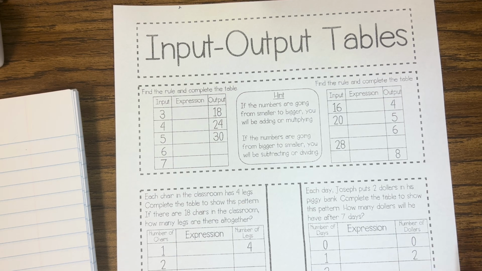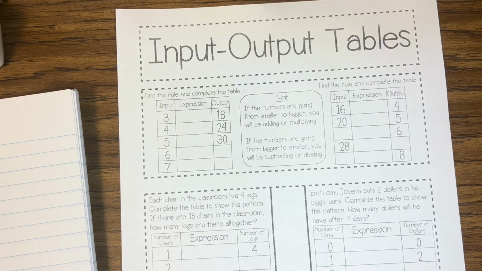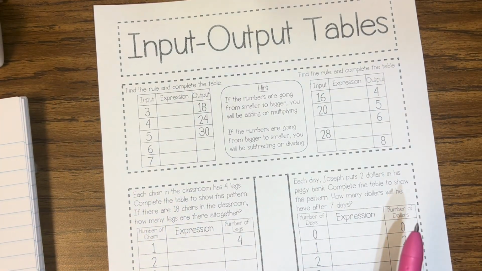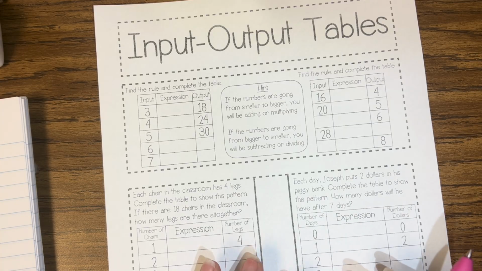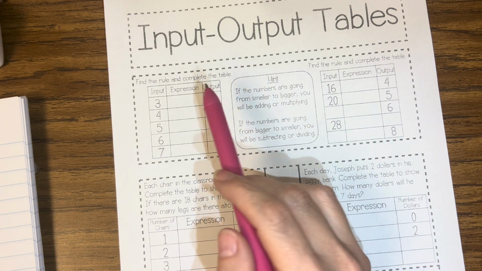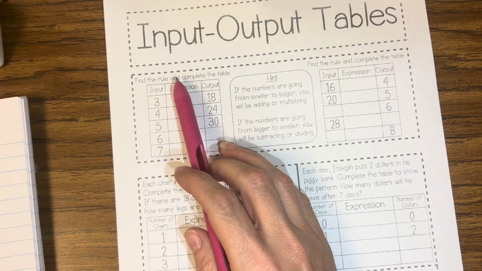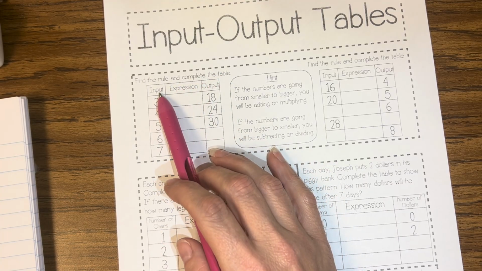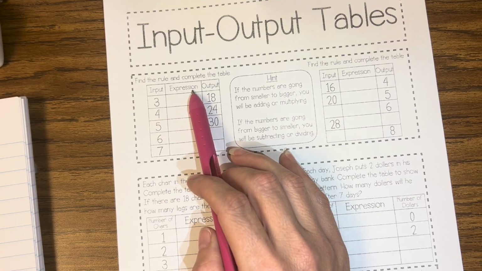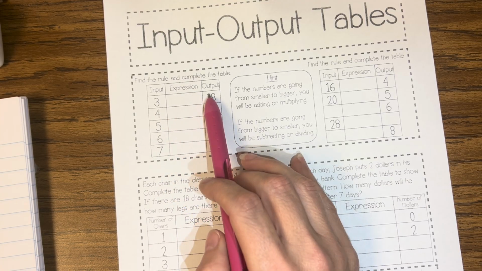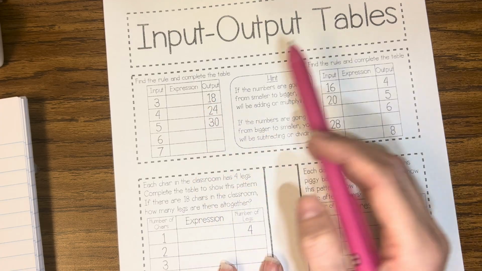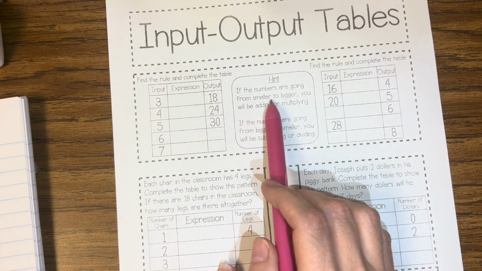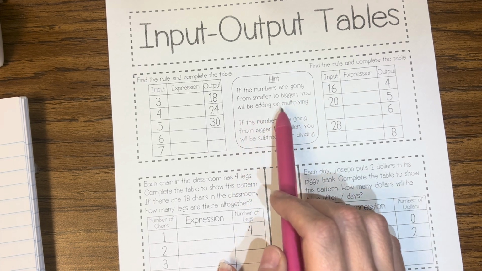I like to think of input-output tables kind of like a machine. When you put something in, something happens, and then something new comes out. So you're going to find the rule, and when you find the rule, you're going to put a number in. The expression is also known as the rule, and then you get a number that comes out. Let's look at this hint right here. It says if the numbers are going from smaller to bigger, you will be adding or multiplying.